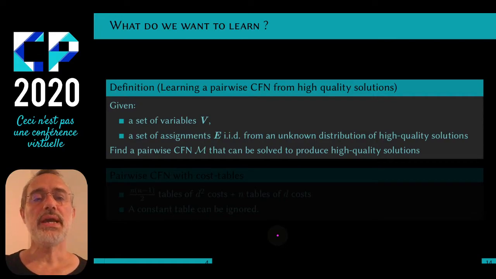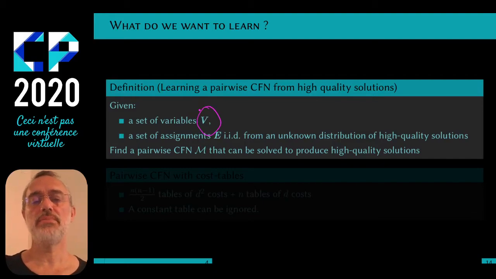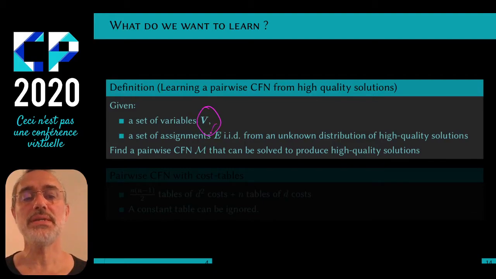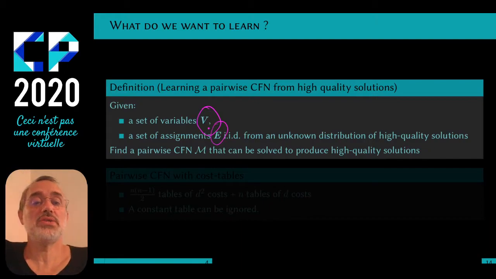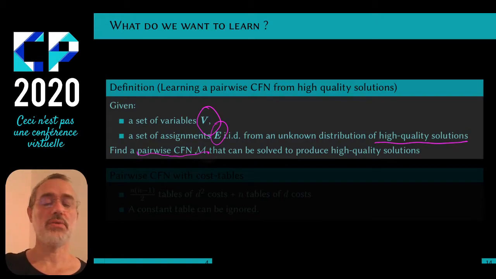What do we exactly want to learn from high-quality solutions? So this is our target. We assume that we are given a set of finite domain variables V, and we are given a set of assignments of those variables E, which we assume comes from an unknown distribution of high-quality solutions. And what we want to do in practice is to identify a pairwise cost function network M that can be solved to produce such high-quality solutions.